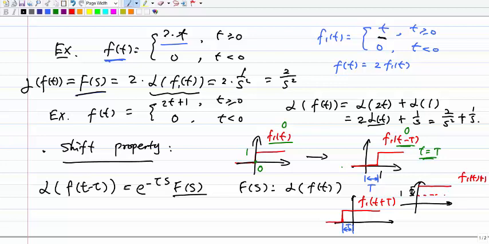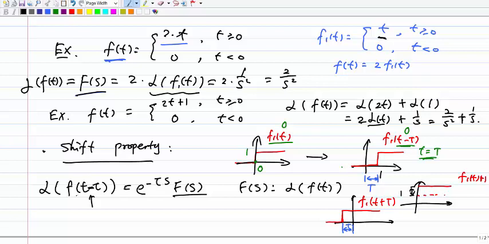So the shift property says, here we just talk about what the shift means. Don't get confused about a positive sign or negative sign over here. The shift property says the Laplace transform of f(t - tau), remember, here is a minus tau, is e^(-tau s) times F(s).